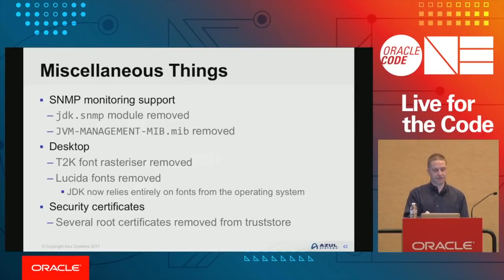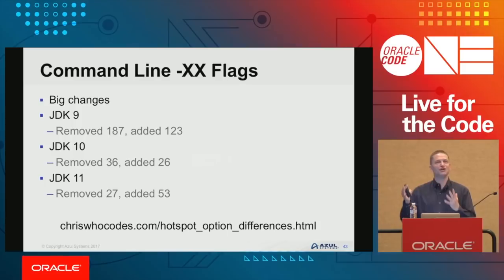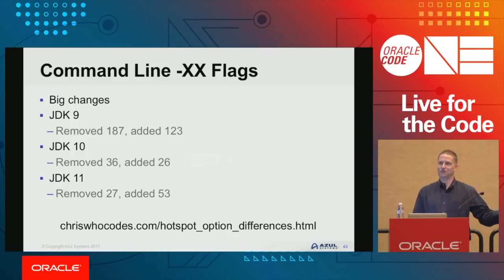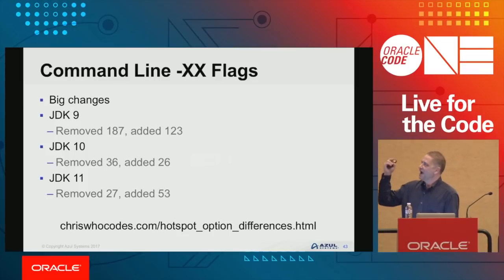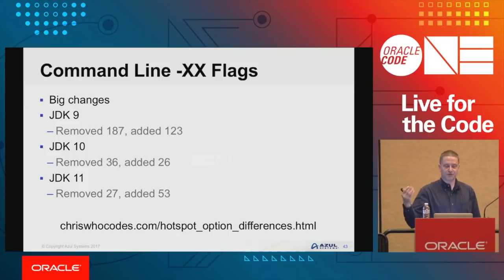So there are miscellaneous things. Command line flags, we'll come back to those again. We do like command line flags. Big changes. If you look at the differences, JDK 9 removed 187 -XX options. The fact that it removed 187 tells you that there must be an awful lot of these things if we can remove 187 and not really notice. JDK 10 removed 36, JDK 11 has removed another 27.